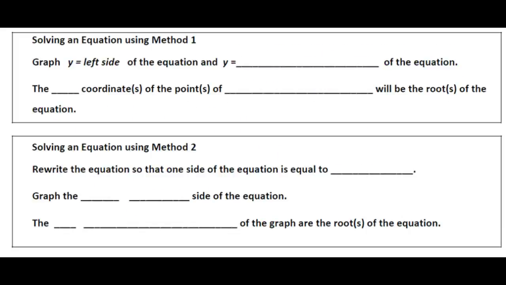Okay, so solving equation method 1. Graph, so this would be using your graphing calculator, I think, if you're going to solve this. Graph y equals the left side of the equation, and y equals the right side of the equation, the what? Okay, so if we're using a calculator, it's going to be the x-coordinates, right? So the x-coordinates of the point of intersection.